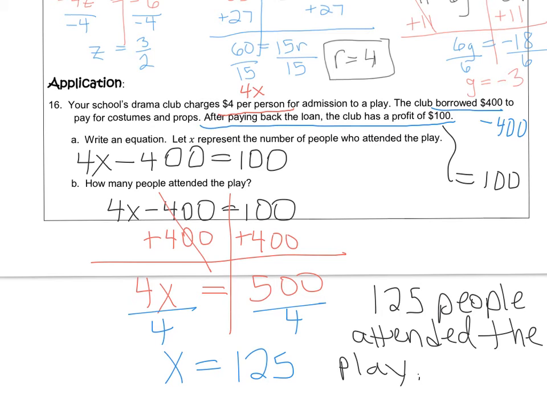Notice on the application problem that when I was reading through the situation, I went ahead and found the per value, which is our slope. $4 per person is our rate of change, which is 4x. When it says they borrowed $400, that means they are in the hole. They're negative $400. And then their profit at the end is how much they bring in for the tickets minus how much they spent, which equals our $100.